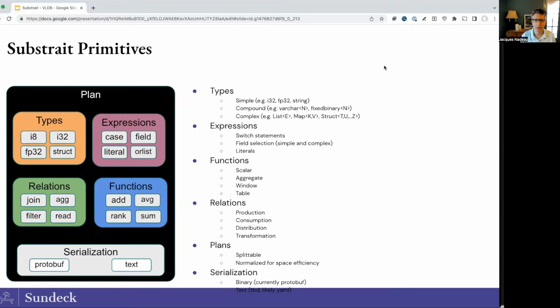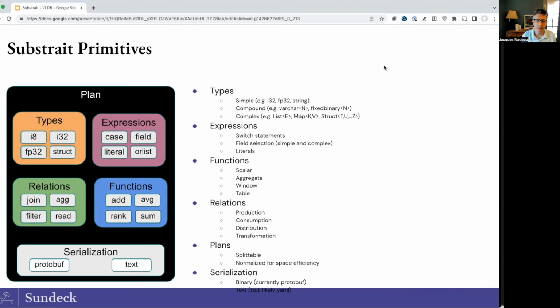You then have expressions. Expressions are different ways to work with scalar values. And so you have things like case statements and the ability to identify a particular field that you're going to select from, the ability to express literal values. And then you have relations. And so relations are common set operations like a join or an aggregation or a projection or a filter or a scan or read or write. So we have those kinds of concepts, and then we have functions, and there are several different kinds of functions. There are scalar functions, there are aggregate functions, there are window functions, there are table functions, which are all pretty common concepts that people know.